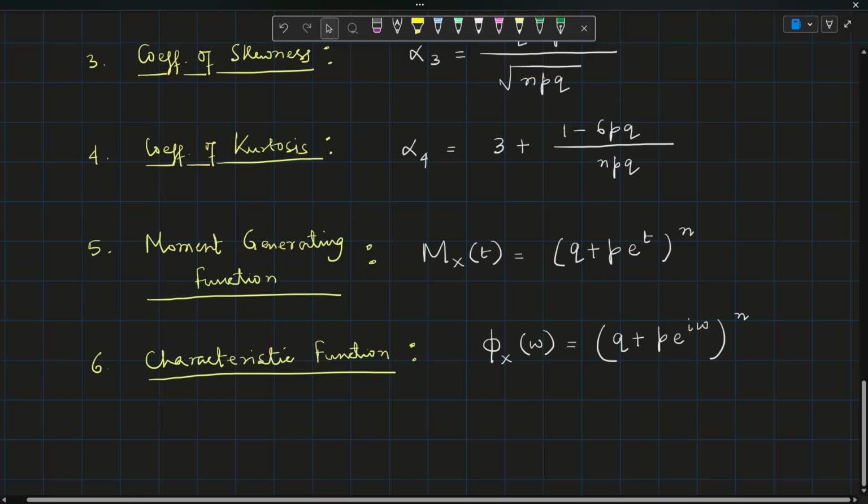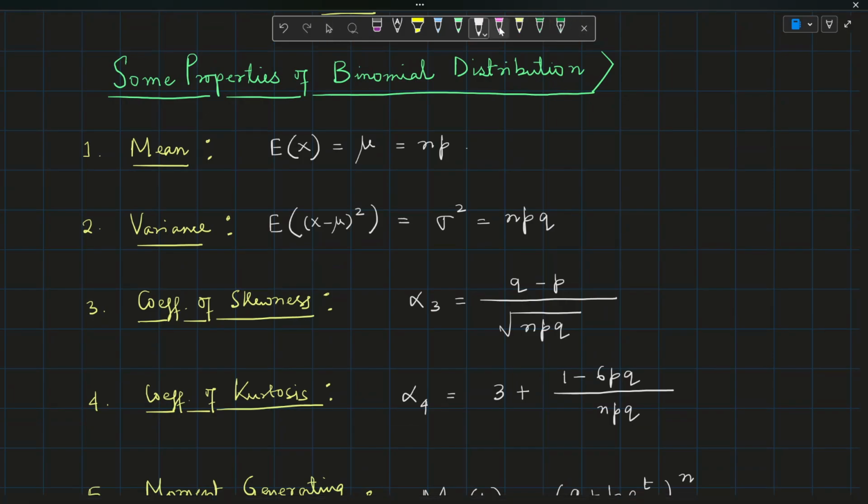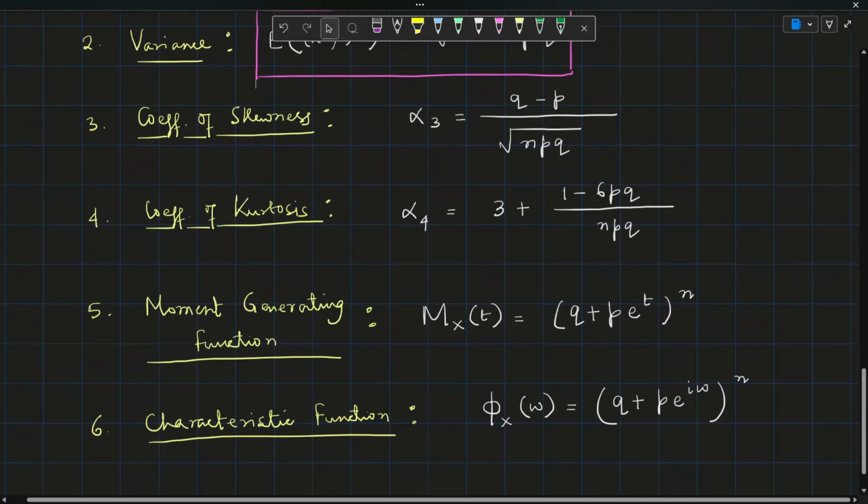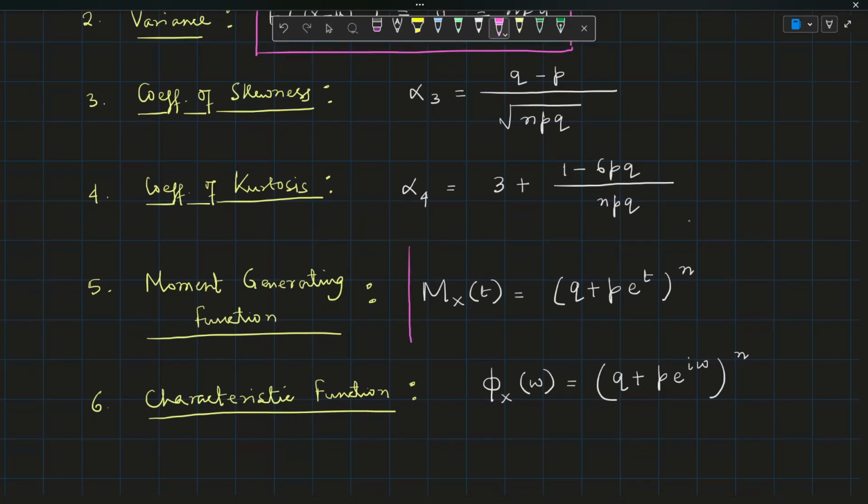So I have already said that among these properties, these two, the mean and variance, are very important. You have to use these formulas again and again, and you must remember them. Properties 3 and 4 are not so important. You can remember them, but if you cannot, it's no problem. The fifth one, moment generating function, is also important, and if you remember this, you can also remember the characteristic function. Just replace t with i omega.